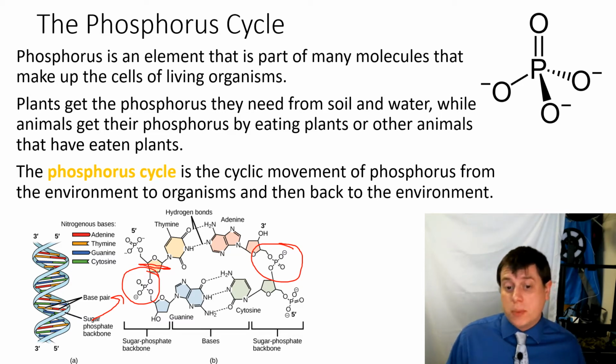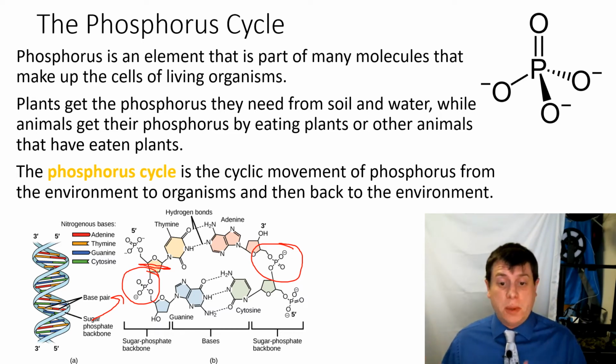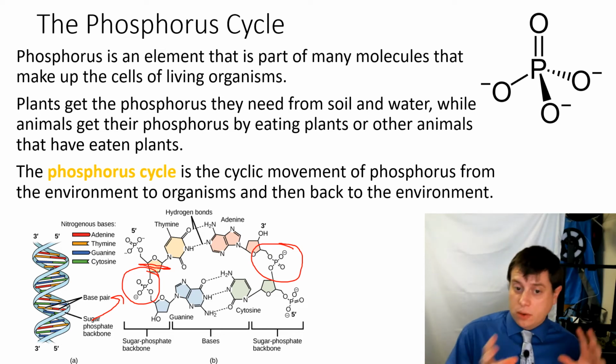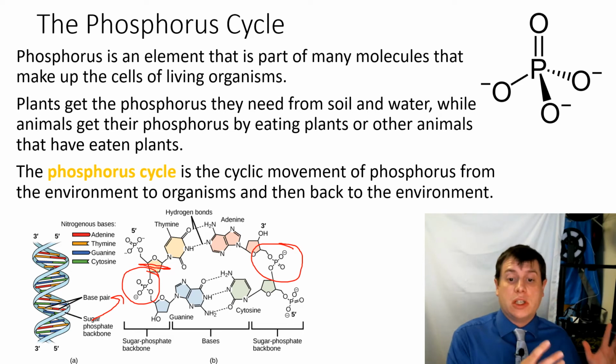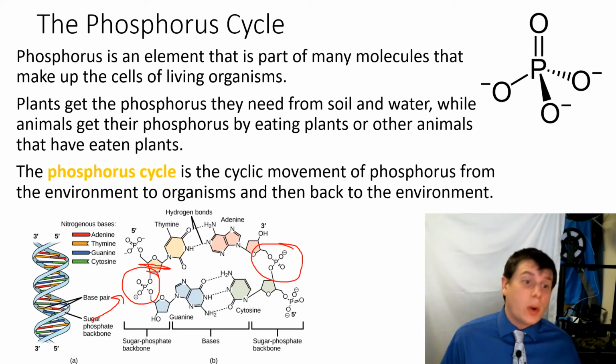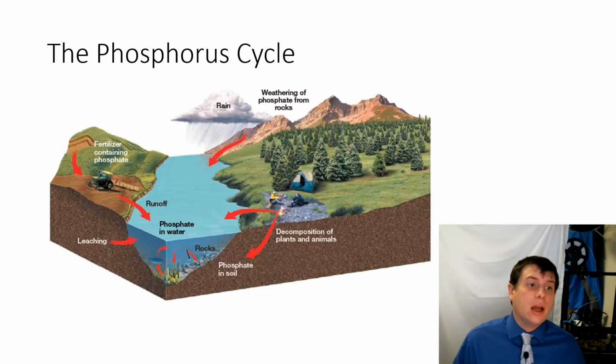Now, largely speaking, most of the time the phosphorus cycle is moving as a result of phosphorus being available in a plant, being eaten by an animal, that animal then excreting some of the phosphorus in its waste, which goes back to the plant, or that animal dying, decomposing, and going back into the soil, which can then be used by the plant. So this is the phosphorus cycle here.